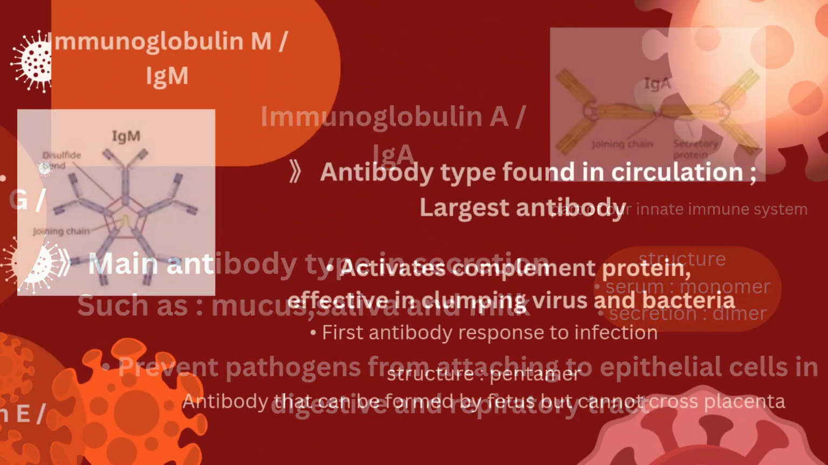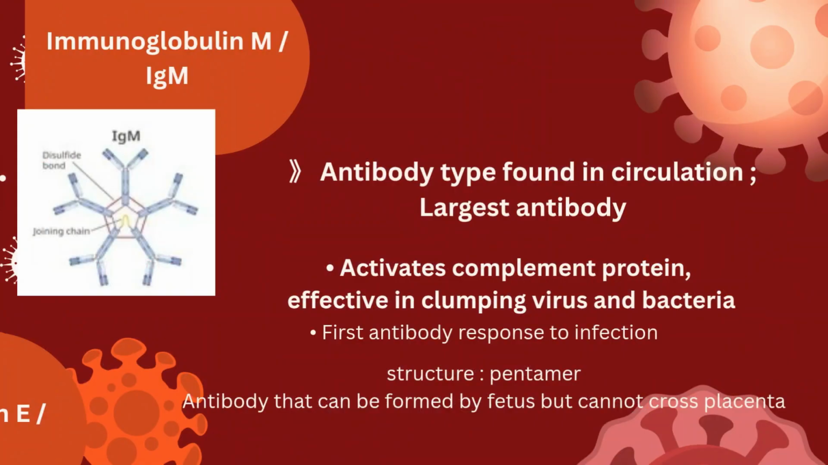Now, let's look at immunoglobulin M or IgM. IgM is the largest antibody and is also found in circulation. It is especially good at activating complement proteins and is very effective at clumping viruses and bacteria together, which helps clear infections. IgM is the first antibody produced during a primary immune response.